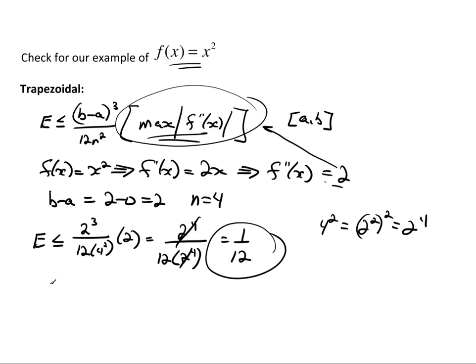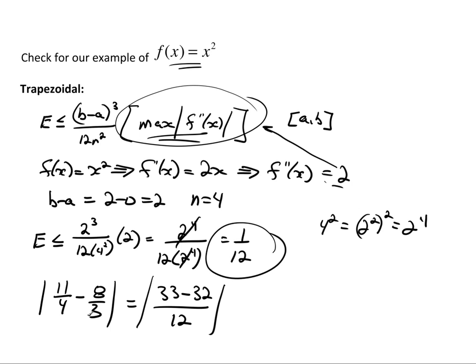Remember, we found the area to be 11/4. So if I take the absolute value of 11 over 4 minus 8 over 3, because 8 over 3 was the actual, what does it give me? It gives me 33 minus 32 divided by 12, common denominator. That's just 1 over 12. So my error was 1 over 12.